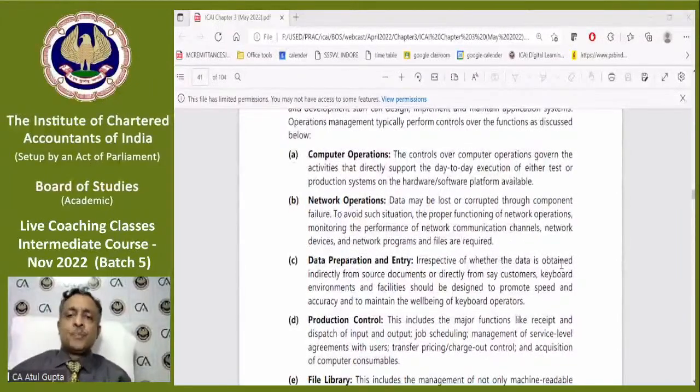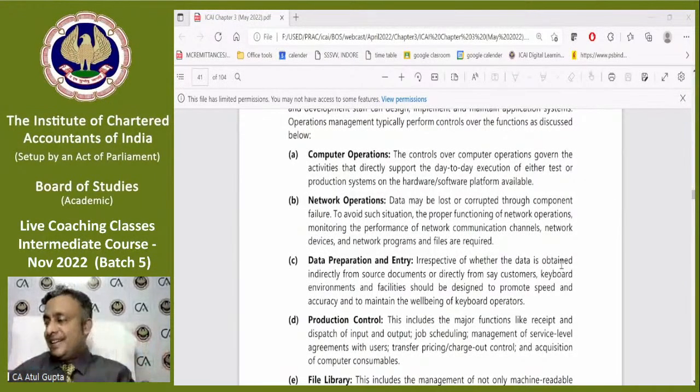Computer operations is the operators who are working day in, day out on the system. The controls over computer operations govern the activities that directly support the day-to-day operations of the system. So once these live video classes have been implemented, we have technical support that supports the whole system. That is part of the computer operation. Network operation, connectivity issue we face sometimes. I have to change the broadband, that is network operation.